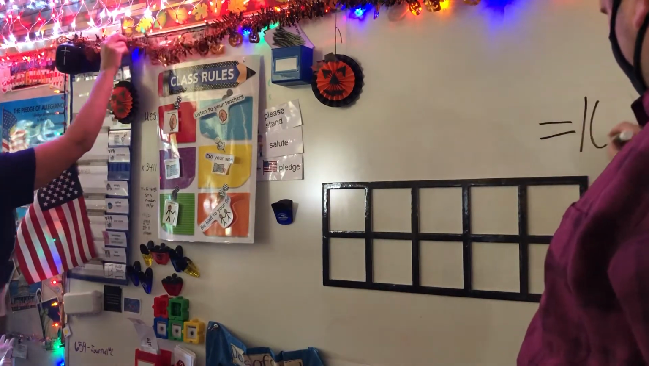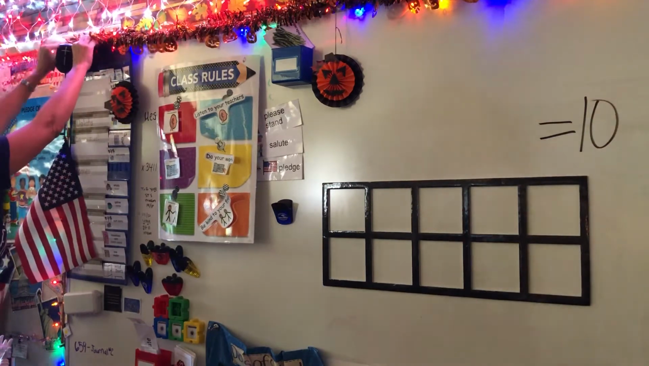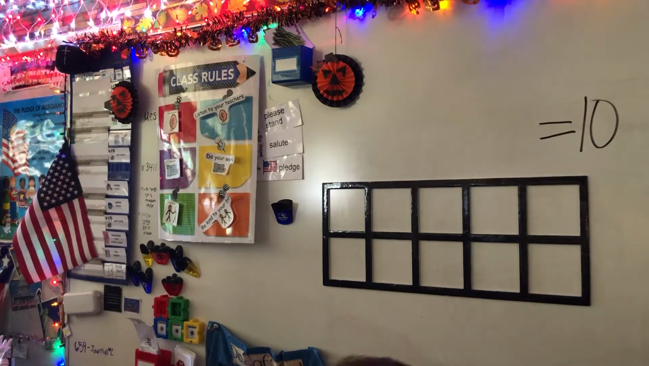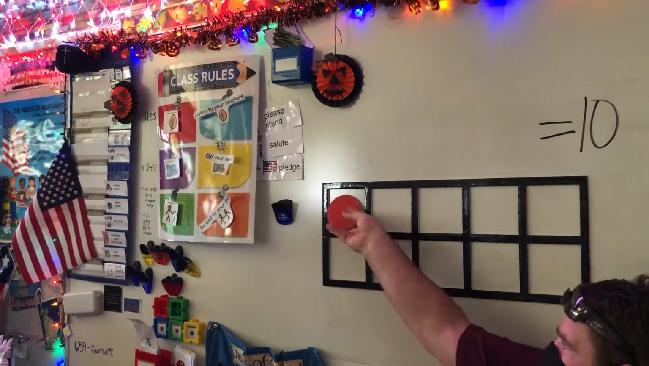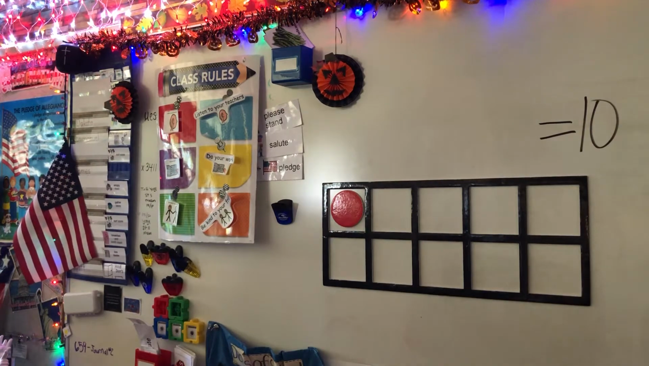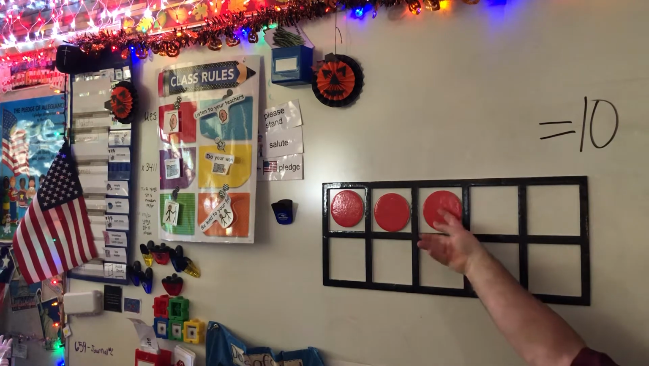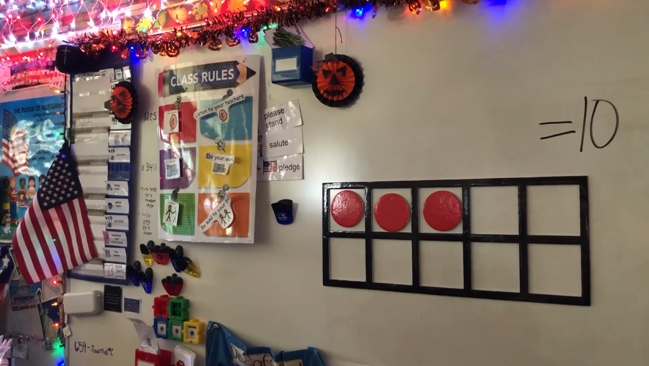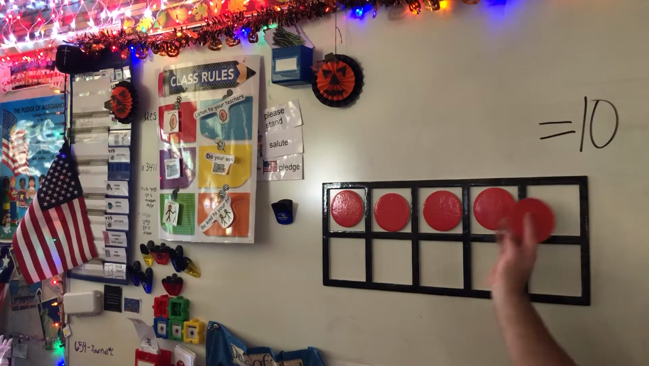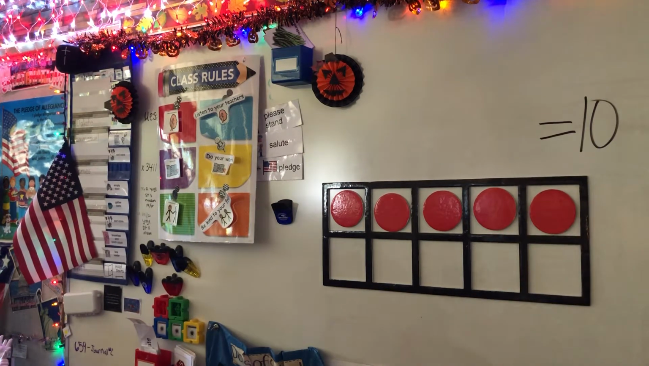I want to put 10 up here on our board. And I don't want to leave my 10 frame empty. So we need to fill it in. We need to fill one in for our friend Dakota and our friend Anna. Our friend Gio. Our friend Jazveer. And our friend JC. And Corey.